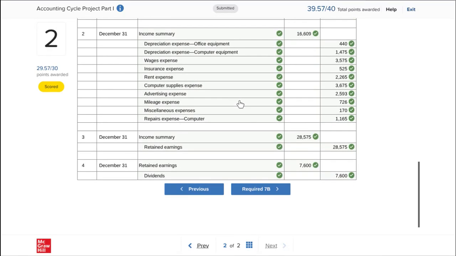Since we have a credit balance in our income summary, which means net income, to close it, income summary is debited, and then retained earnings is credited. This transfers the company's profit into retained earnings. And then finally, the dividends are closed to retained earnings: debited retained earnings, and credited dividends.